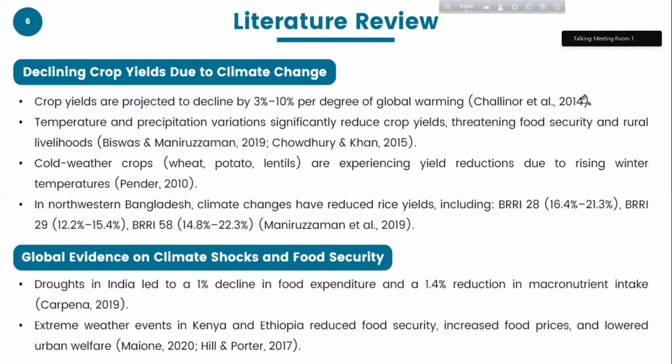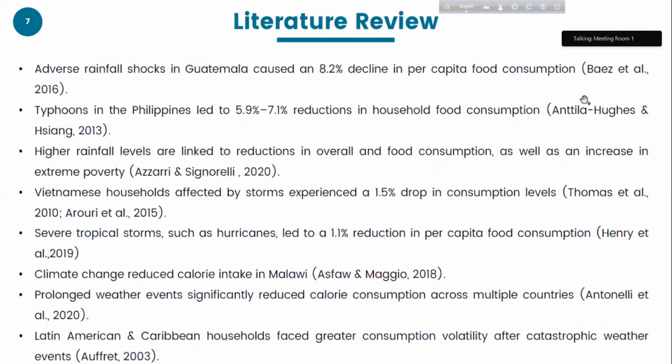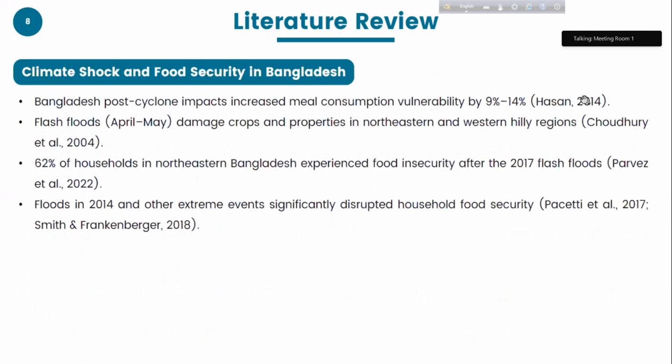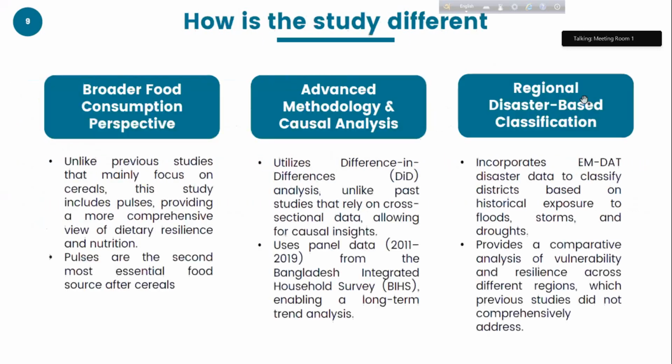Even if we look at global evidence of climate shocks and food security, take Vietnam for example. Vietnam's households affected by storms experienced a 1.5% drop in their consumption levels. Moving on to Bangladesh, post-cyclone impacts increased meal consumption vulnerability by 9 to 14%. And the floods during 2014 and other extreme events significantly disrupted household food security.